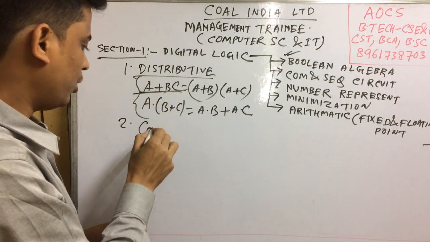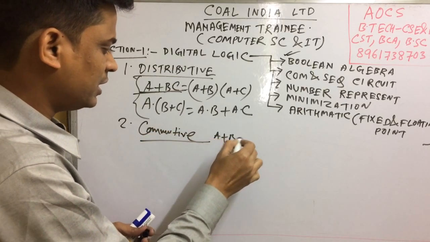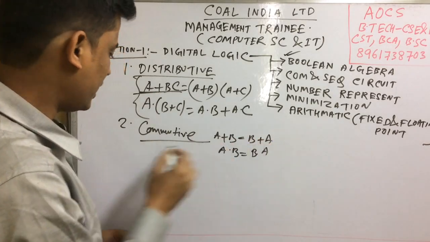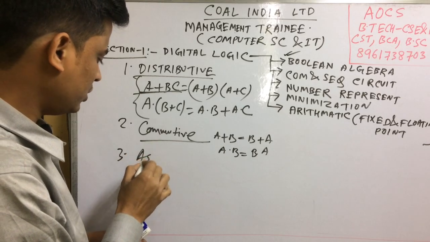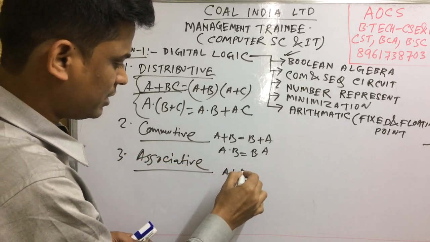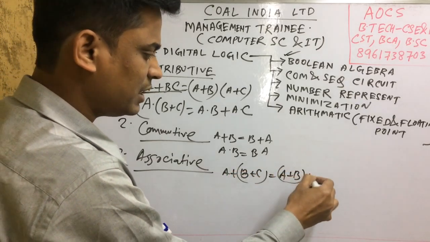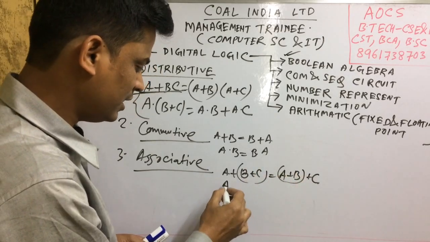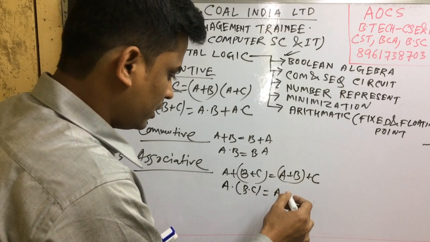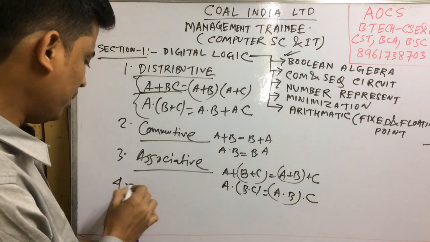There is commutative law. Different laws you have to know. Commutative: A plus B is equal to B plus A, and A into B is equal to B into A. And another is associative law: A plus B plus C is equal to A plus B plus C, and same for multiplication, A into B into C is equal to A into B into C. Okay.